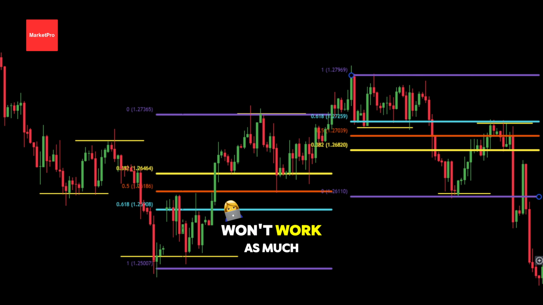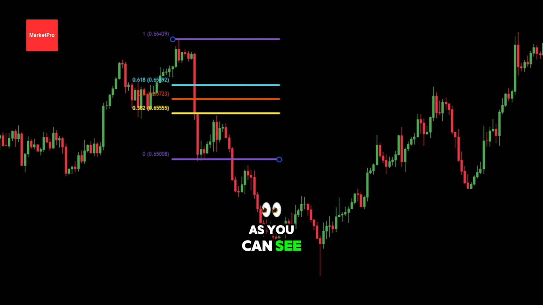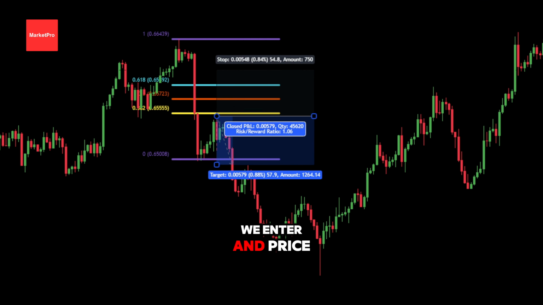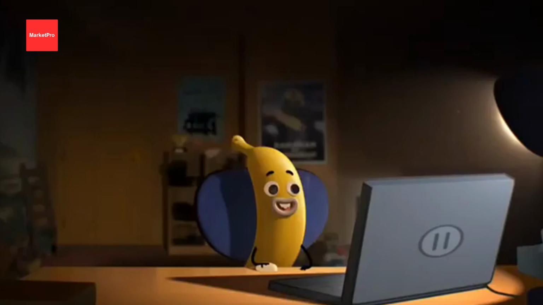Once you find a strong trend like this, grab your Fibonacci tool and mark it from the swing high to the swing low. As you can see, price came to the golden zone, we enter, and price hits our take profit with ease. Just this alone will work all right, but we're going to add some confluences with this to make it so amazing.